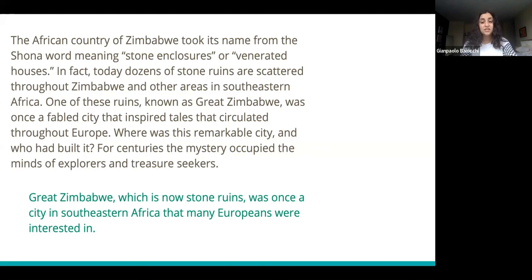Now for underlining details, we're going to go back to the REX acronym. There aren't many details in this paragraph that meet the requirement because this is the first paragraph, the introduction, and they usually don't get to the details until the middle. The one that I am going to underline is the fact that this is a city made of stone, because it's mentioned twice. I'm just going to underline it the second time that it's mentioned. Right, that's REX, in case you forgot.